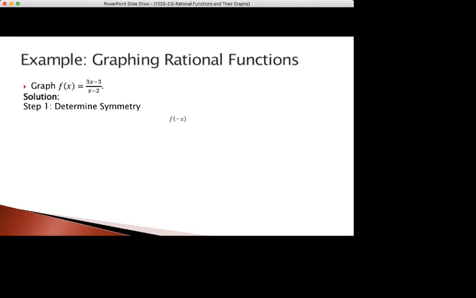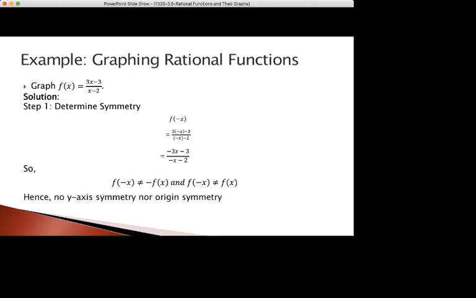To do that, plug in negative x into your function and see what your output is. So, go about the process of substituting negative x for x, do some algebraic manipulation, and we end up with this. Now, notice, this isn't equal to f of x, nor is it equal to negative f of x. So f of negative x is not equal to negative f of x, and f of negative x is not equal to f of x. So we can conclude that f has no y-axis symmetry, nor does it have origin symmetry.